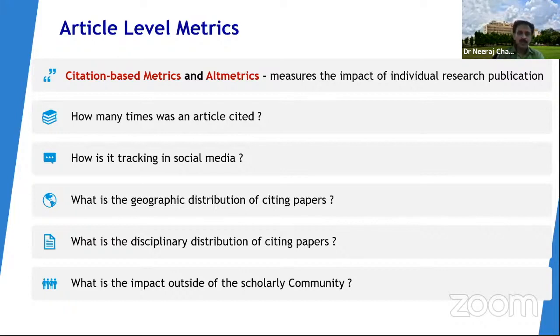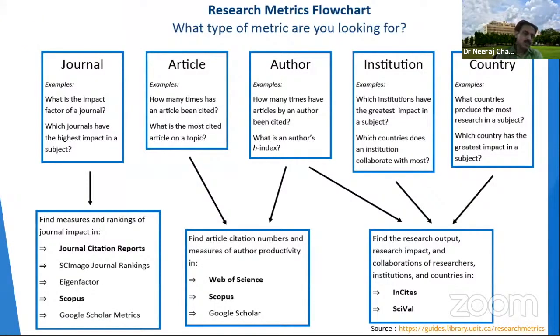What is the geographical distribution of citing papers? What is the disciplinary distribution of citing papers? What is the impact outside the scholarly community? Because citations and those things are the sources which give you only the academic impact, but you should know the social impact as well.